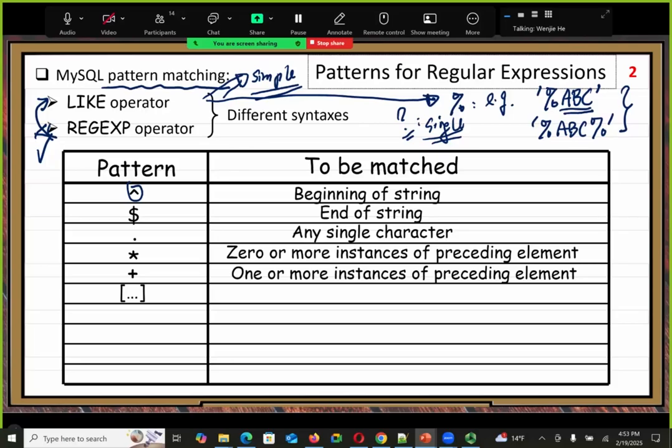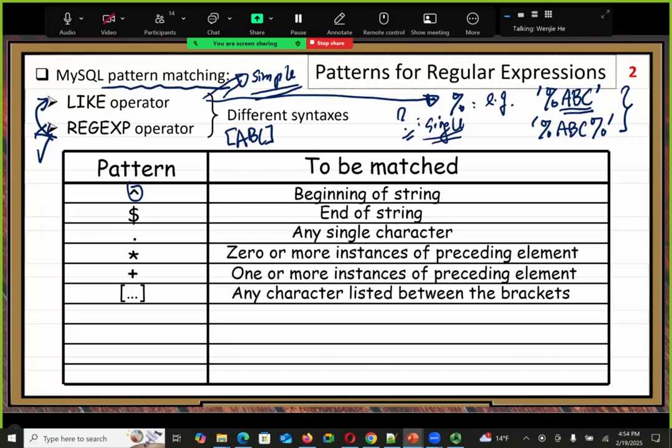Then a pair of brackets around certain pattern descriptions. Any character listed between the brackets is an option that can be used. For example, if we use bracket ABC to describe one element, one particular portion of the pattern, that means you can choose among three options for this character: A or B or C.